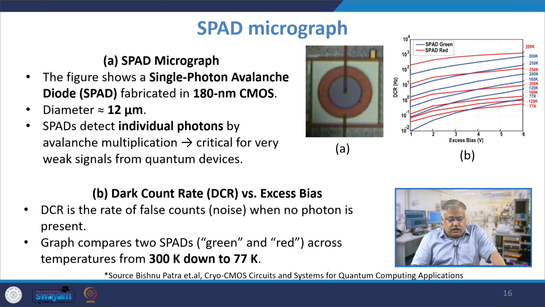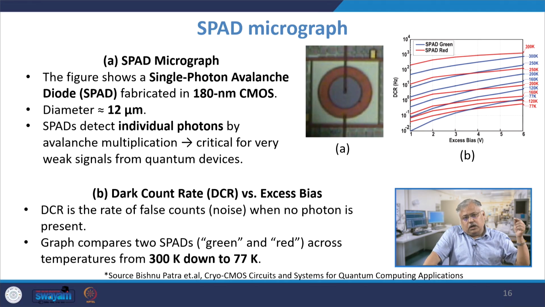Now, let us look at the SPAD micrograph. This is a single-photon avalanche diode, SPAD. Single-photon avalanche photodiode means it is so sensitive in nature that even a single photon can generate a large amount of avalanche current through the system.